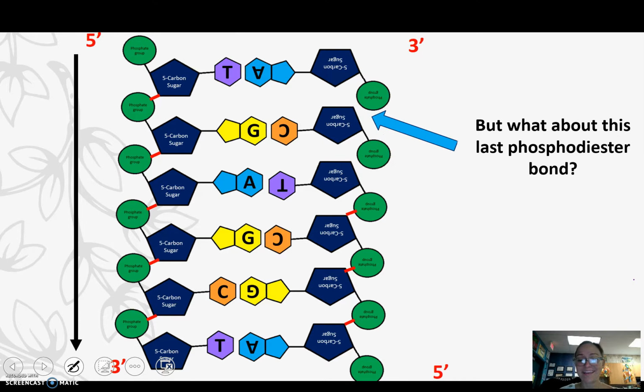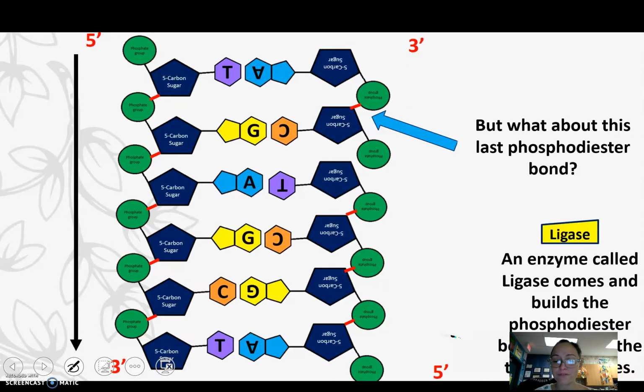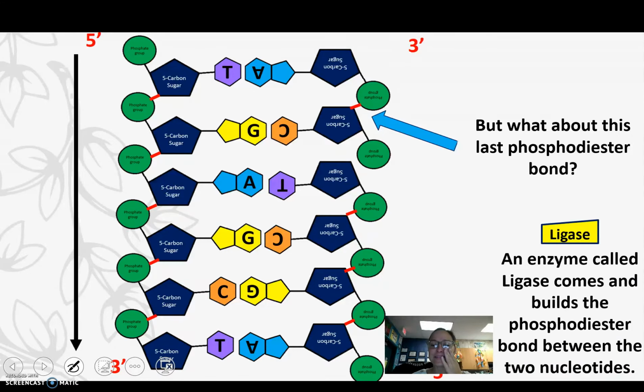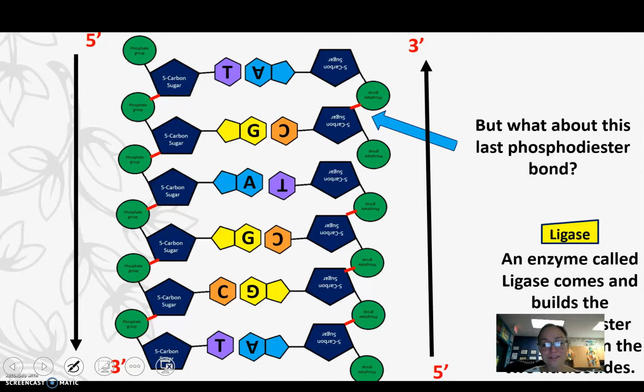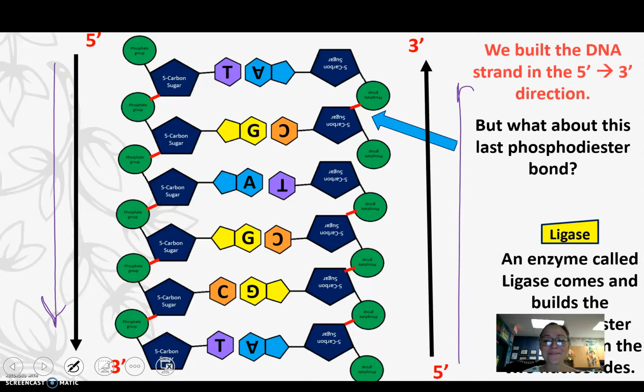Ligase is going to come and build that phosphodiester bond. Ligase is an enzyme that builds phosphodiester bonds between 2 nucleotides. And now we've built our DNA in the 5' to 3' direction. All right, good job. We built it in the 5' to 3' direction.